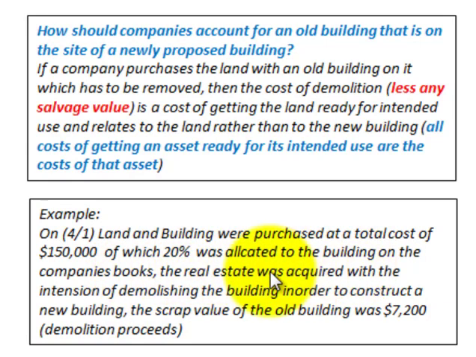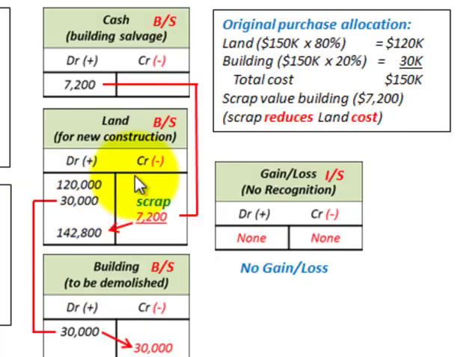So the real estate was acquired with the intention of demolishing the building in order to construct a new building. The scrap value of the old building was $7,200. That would be the proceeds here that we got from demolishing the old building. So let's go and look at how we record that here. So the original purchase allocation of land, 80% here of the $150,000 cost, $120,000 goes to the land. Building would have been 20% of the $150,000, or $30,000 assigned to our building. So our total cost here is $150,000, which was allocated here between the land and building.